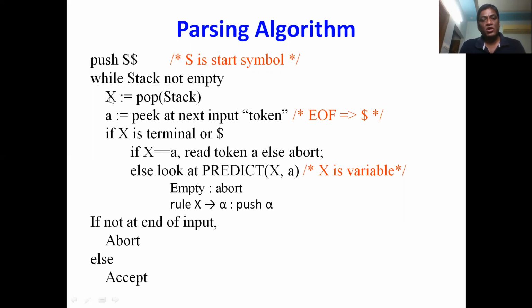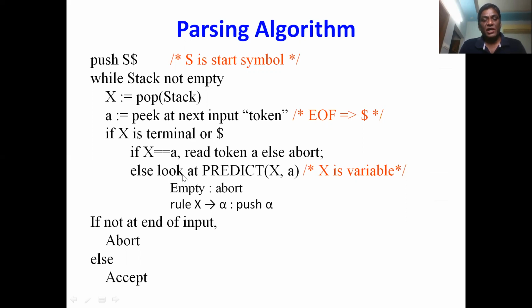So you look for this combination. If x is a terminal or dollar, and if x is equal to a, that is there is a match found, then read token a, otherwise abort. Okay, it is a terminal and it is matching. It is a terminal, and if it is not matching, then abort. Okay, if a match is found, then continue. A token will be read, and the process continues.